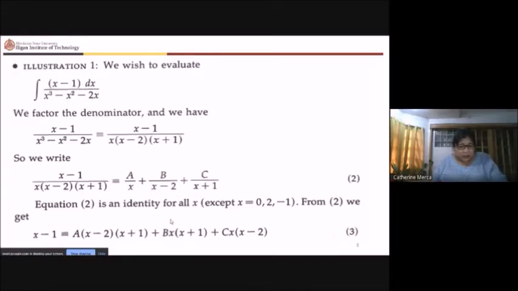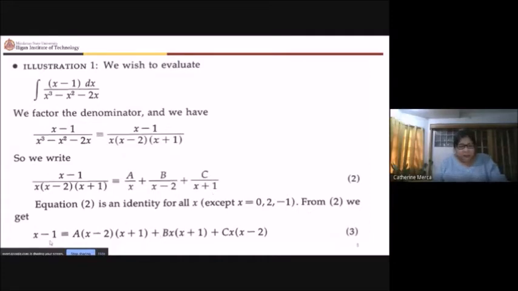Equation 2 is an identity for all x except what happens? It is not true when x equals 0. Why? When x equals 0, this will become undefined. Also, it will not be an identity if x is equal to 2 because again, this will be undefined. And down the line, negative 1 cannot be a value for x. So this will be true except for these values.